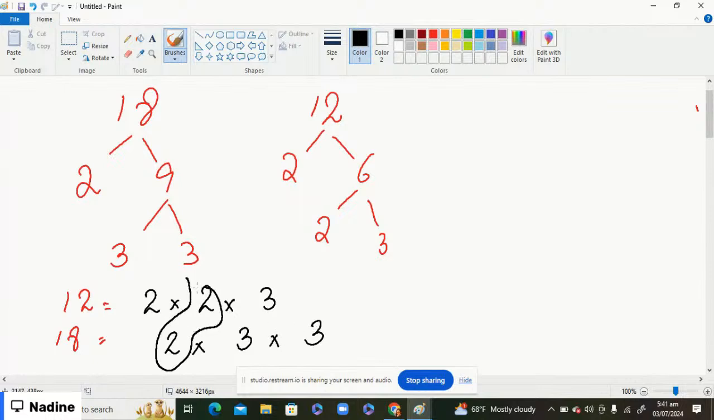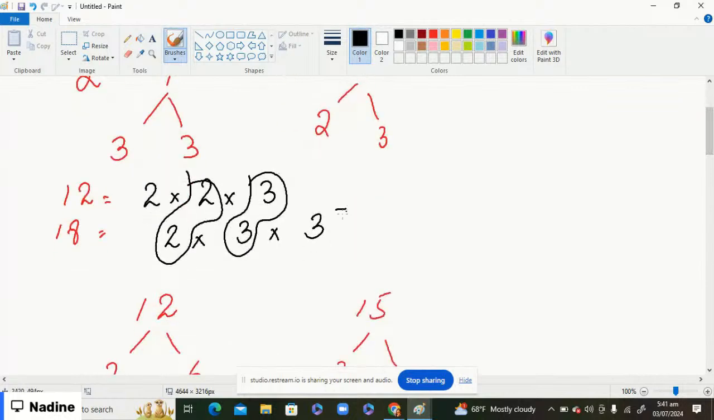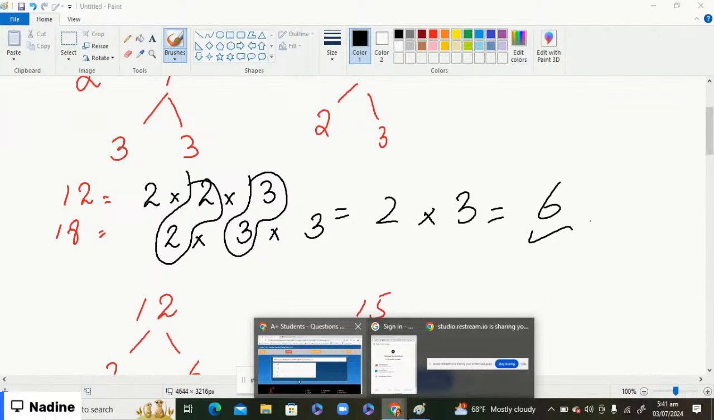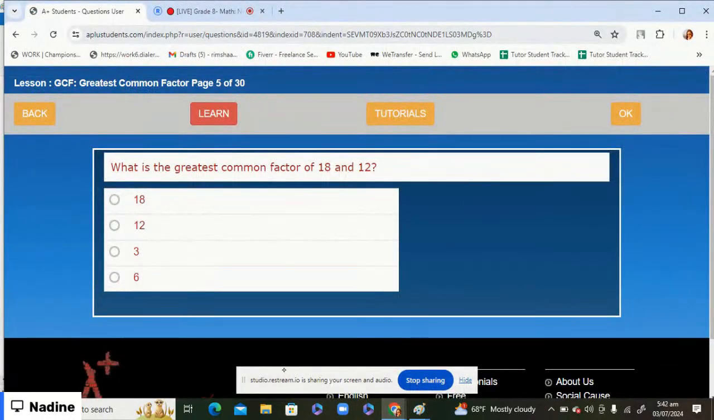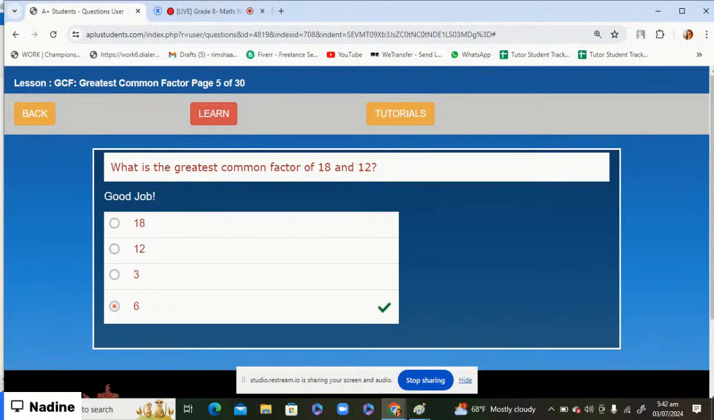Here the 2 is common, here the 3 is common. So just write it once. 2 times 3, that is 6. Okay, so where is the option 6? The last option. Just click on it. Yes, this is right.